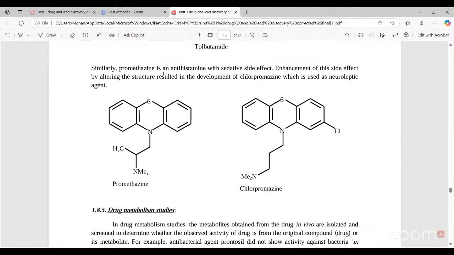Similarly, promethazine is an antihistamine which has a sedative side effect, and enhancement of these side effects by altering the structure results in the development of chlorpromazine, which is used as a neuroleptic agent.